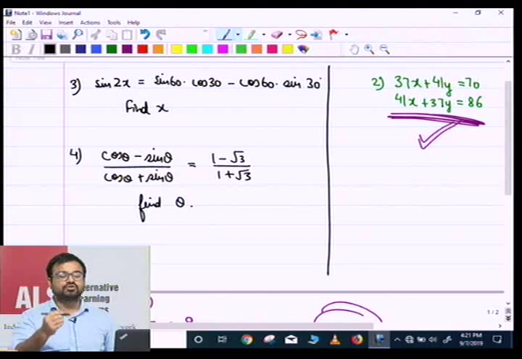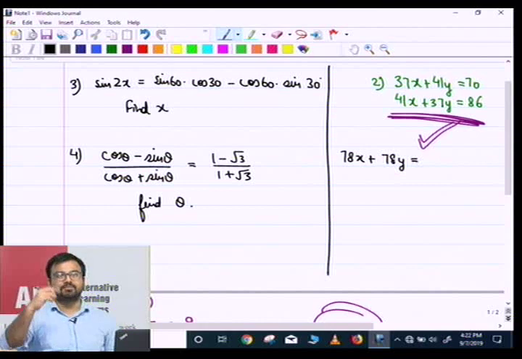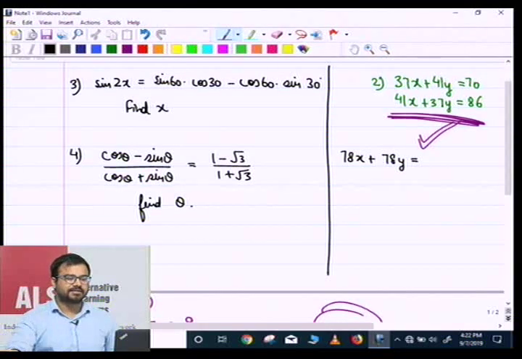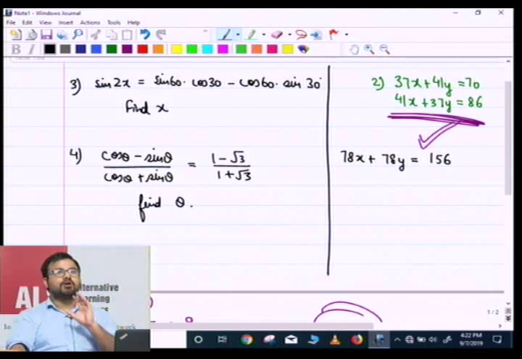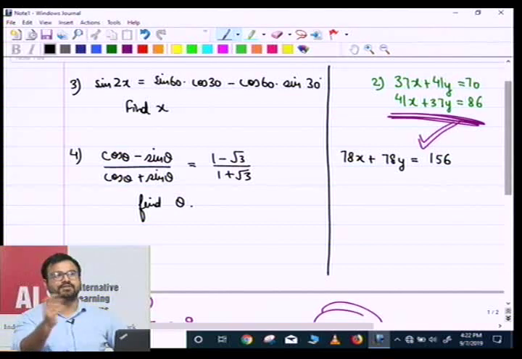To solve this type of question, the approach is, in the first case, add both the equations. If I add both the equations, 37 plus 41 becomes 78x, and 41 plus 37 becomes 78y, and 86 plus 70 becomes 156. Always remember that when these types of questions are framed, they are framed in such a way that when you add the right hand side, the constant will be a multiple of the coefficient of x and y.